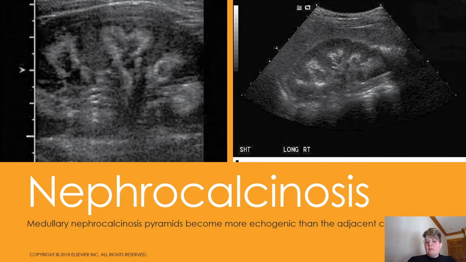The other kind that we talked about then is the kind that affects the pyramid. So this is medullary nephrocalcinosis. And now the cortex is relatively normal, but what we're seeing are very bright pyramids. Again, calcium deposits within the pyramids.